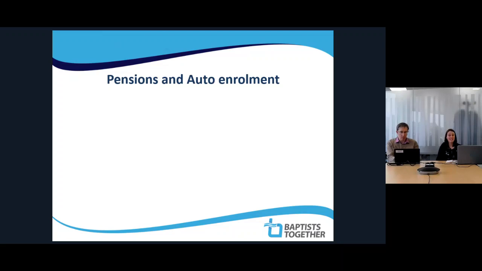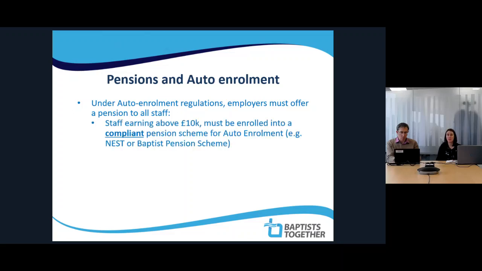In a nutshell, under auto-enrolment regulations, as an employer, you must offer all staff a chance to join a pension scheme, regardless of what they earn. There are 3 different levels in effect. Staff, anyone earning above £10,000 a year, which is about £833 a month, I think. So anyone earning over £10,000 a year, they must automatically be enrolled into a compliant pension scheme, you can see we've highlighted that. The Baptist Union is a compliant pension scheme.